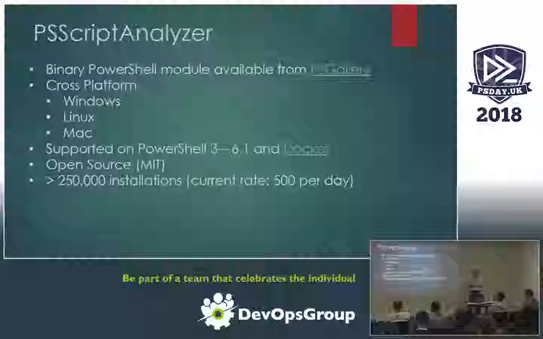So PSScriptAnalyzer is cross-platform. You can run it on Windows, Linux, and Mac. We run our CI/CD builds on Windows and Linux against Windows PowerShell and also PowerShell Core. At the moment, the support is for PowerShell version 3 to 6.0, and you can also use it in Docker. We have examples supplied on our GitHub repository.